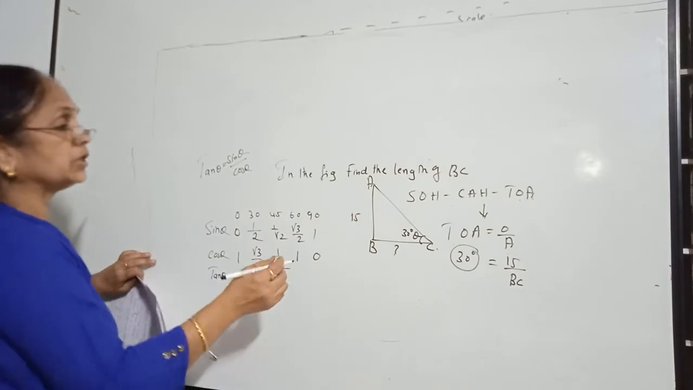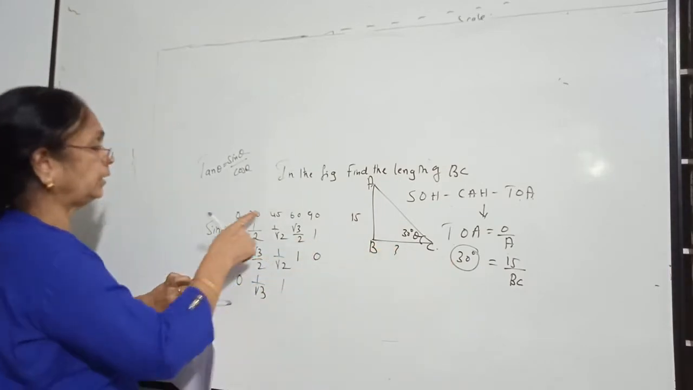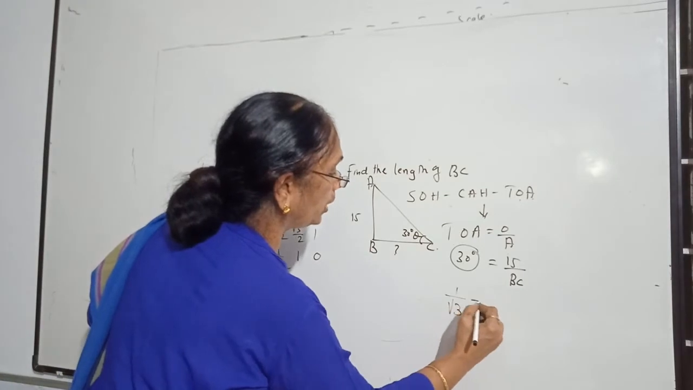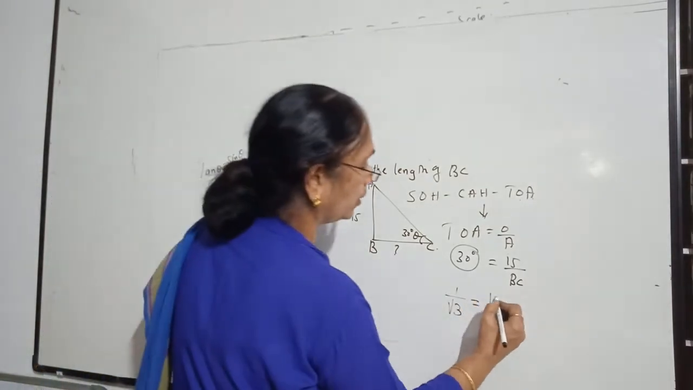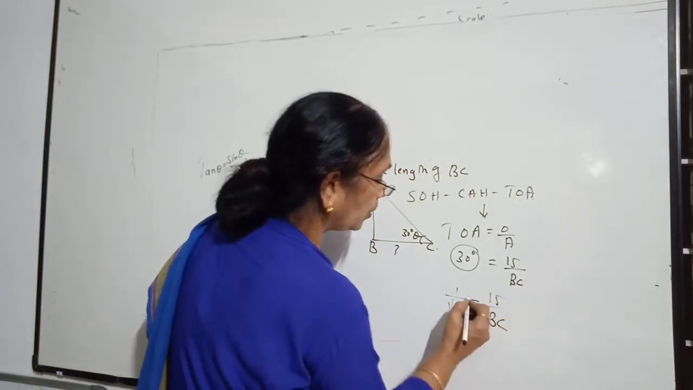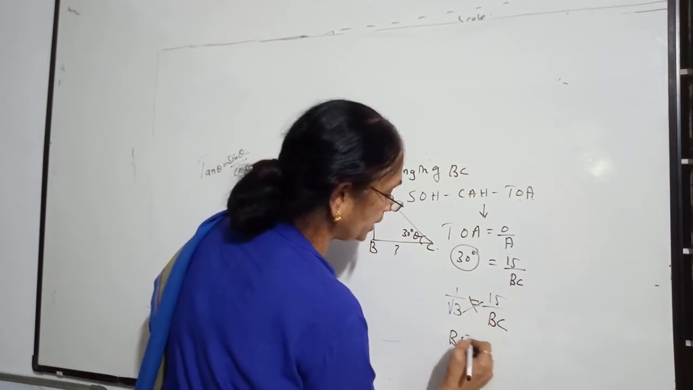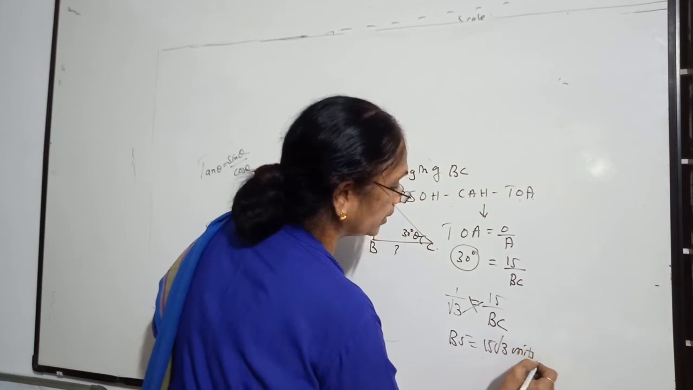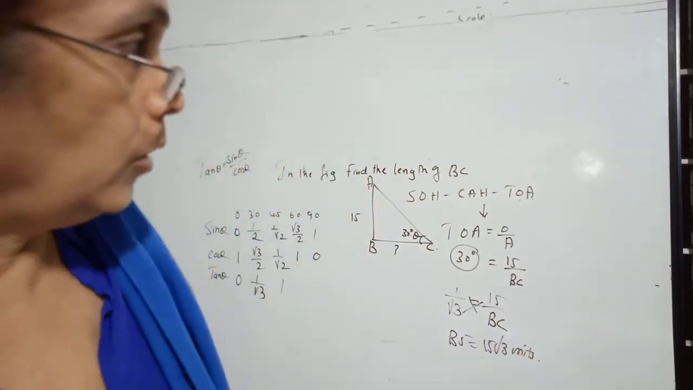But our intention is what? Tan 30. Tan is here, 30 is here. What is the value? This is 1 by root 3 is equal to 15 by BC. Cross multiply, BC is equal to 15 root 3 units. So this is one more sum on trigonometry.